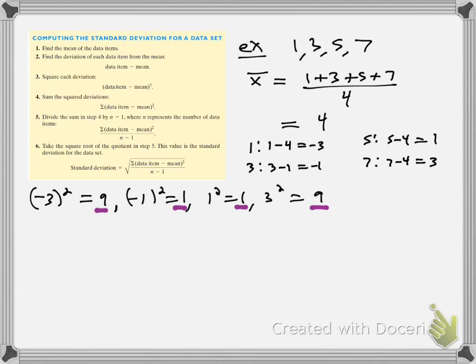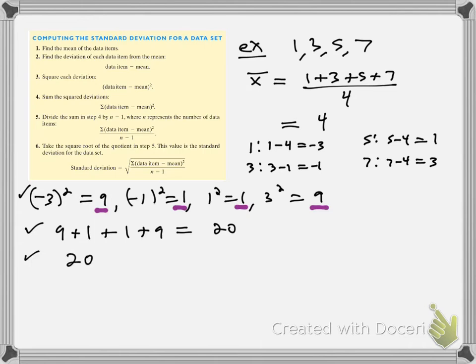Now it says sum the squared deviations, so now I'm going to add all those up. So that'd be 9 plus 1 plus 1 plus 9. Okay? So now I'm going to do the next step. It says divide that sum, which equals 18 plus 2 is 20, by n minus 1.